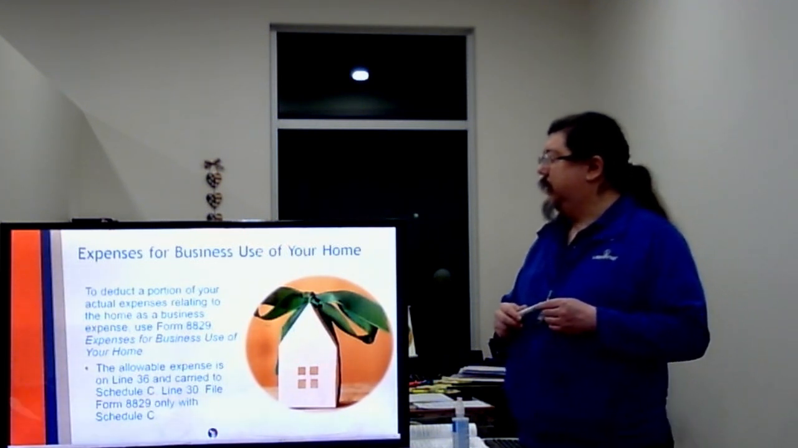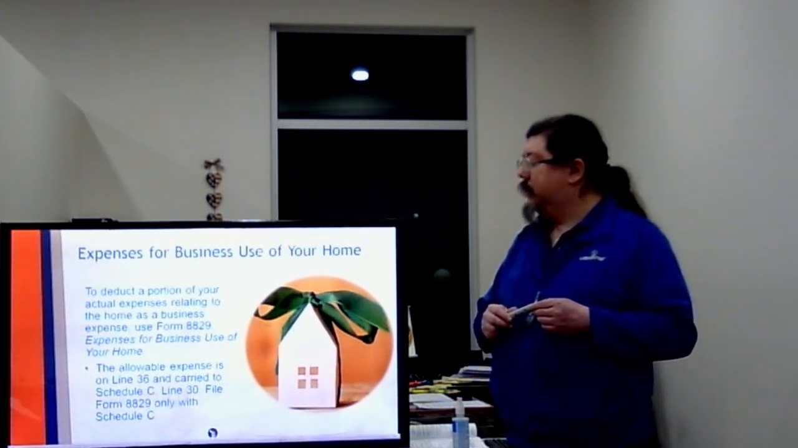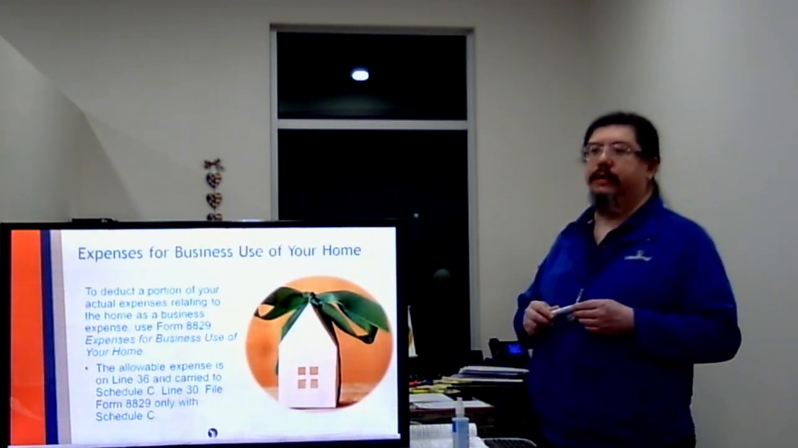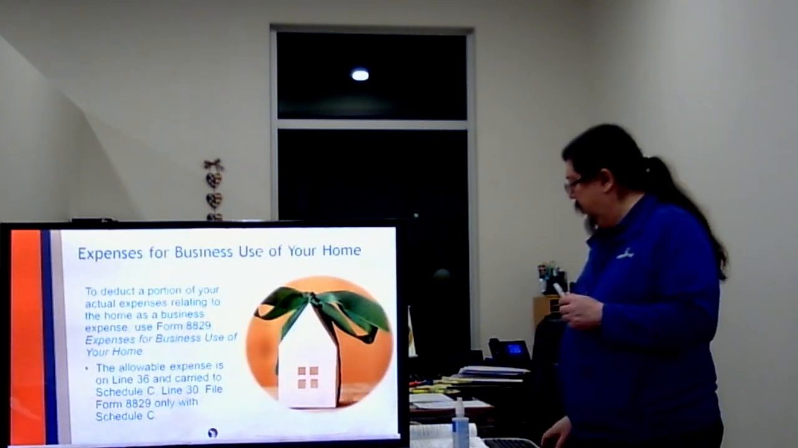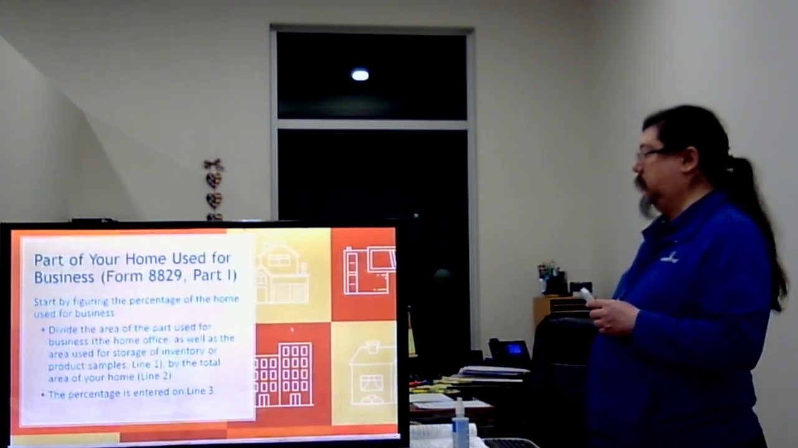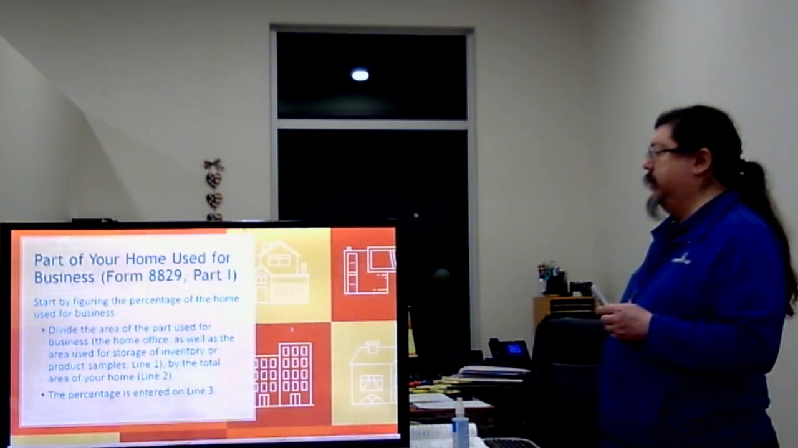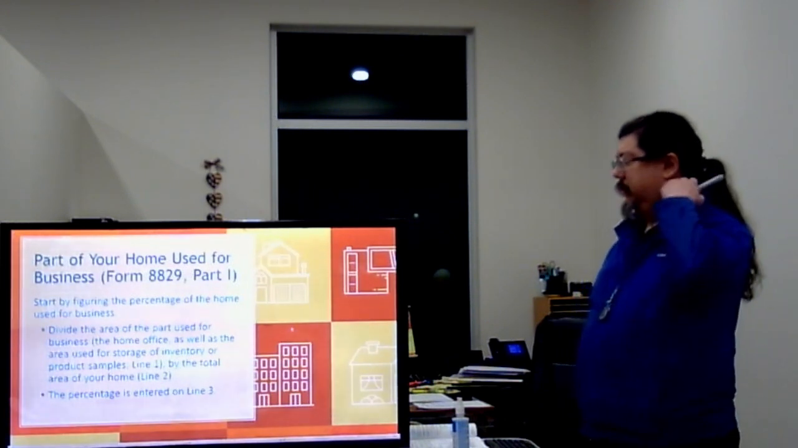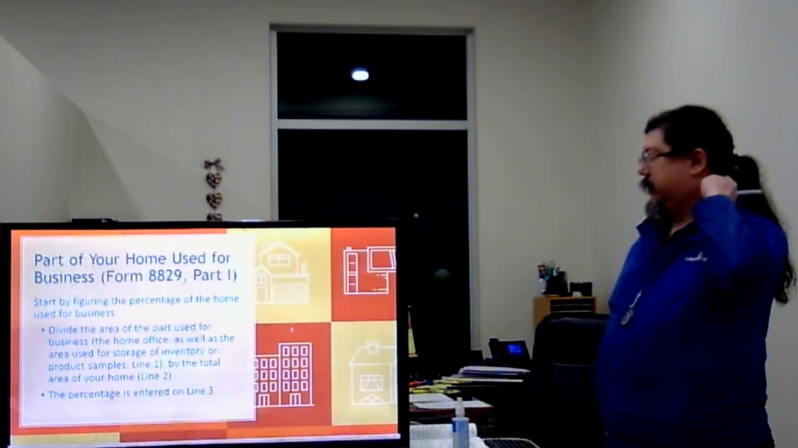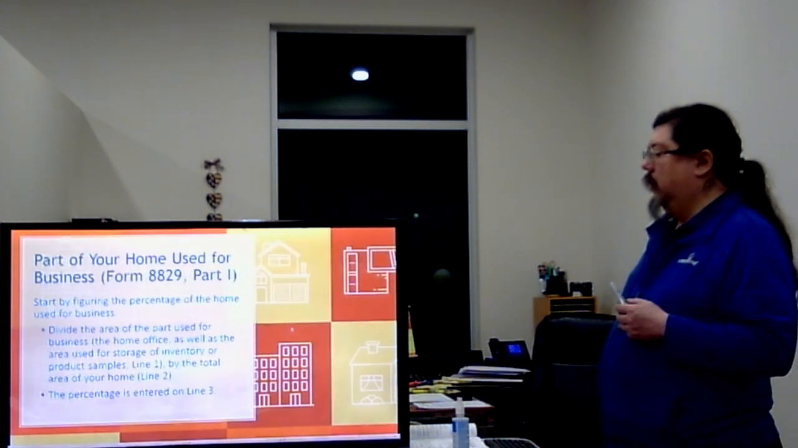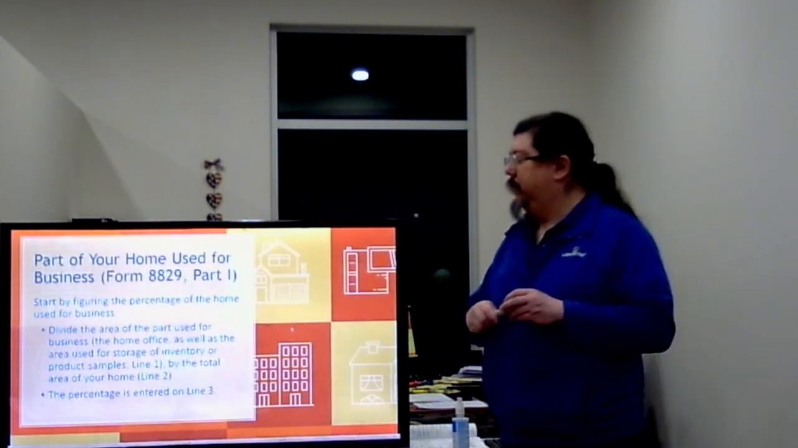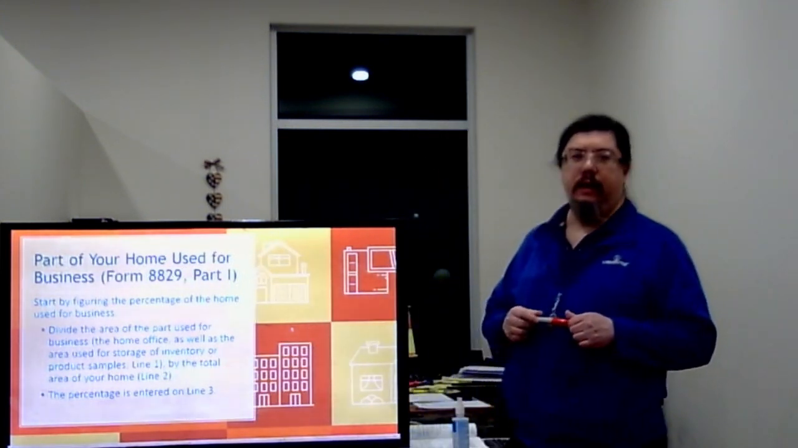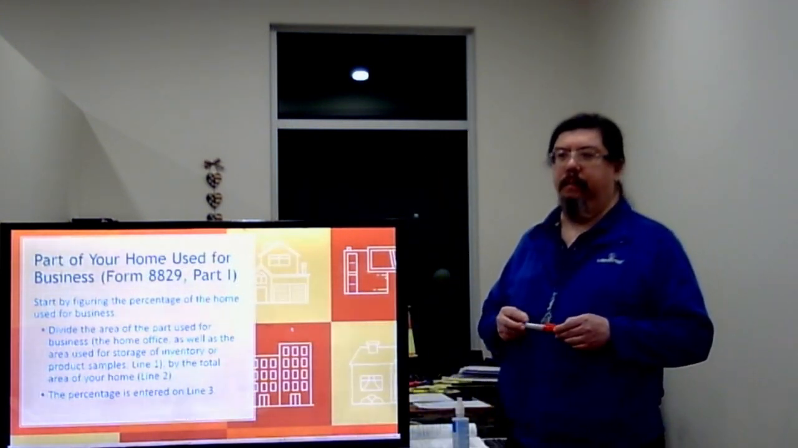And then you also get to deduct part of your home expenses based on a percentage of how much your home is being used. Okay, so your percentage is going to be: divide the area of the part used for business, which is the home office plus storage or anything like that, the part of your home that's being used for business, divided by the total area of your home.